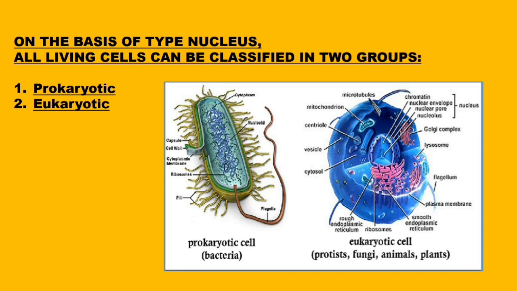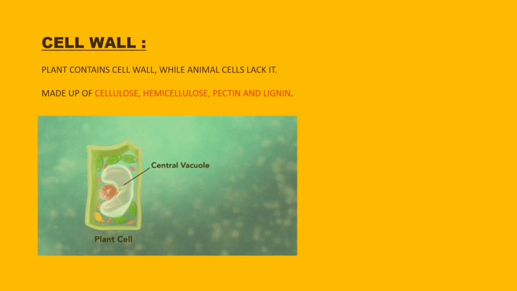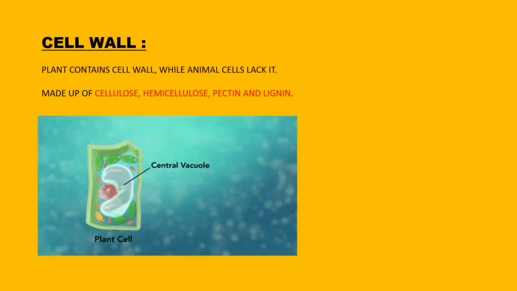Eukaryotic cells are further divided into two parts, namely plant cell and animal cell, on the basis of their occurrence in plants and animals. Cell wall. Plant cells contain cell wall, while animal cells lack it. It is made up of cellulose, hemicellulose, pectin, and lignin. The main function of cell wall is to protect cytoplasm and cell membrane from external shocks.